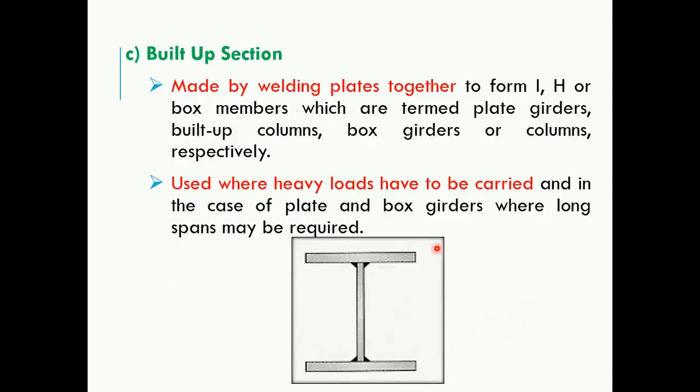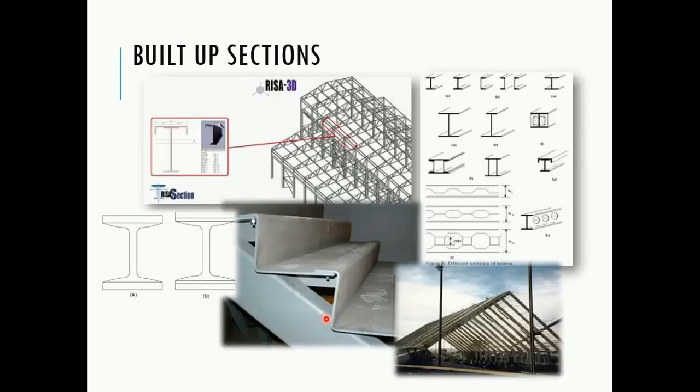Another one is built-up section. Built-up section is made by welding plates together to form the shape of I, H, or box member, and normally it is used to carry heavy load. For example, here we have one plate, two plate, and three plate, and we weld them together to form an I shape beam. Some examples of built-up section.